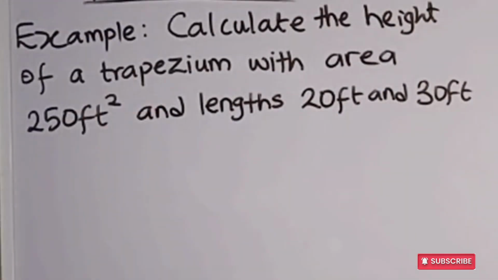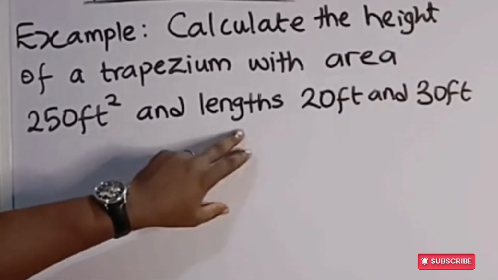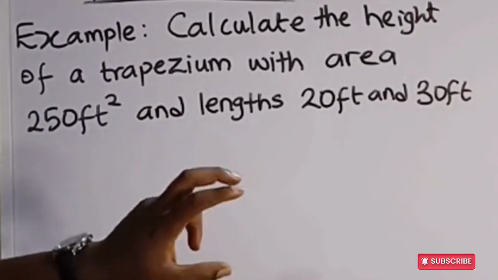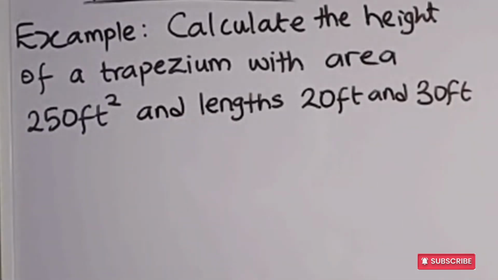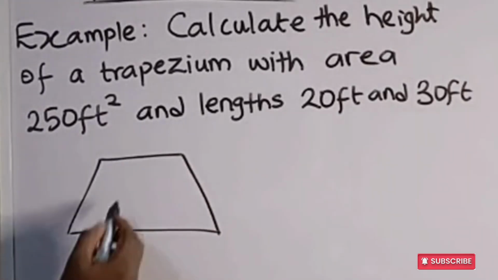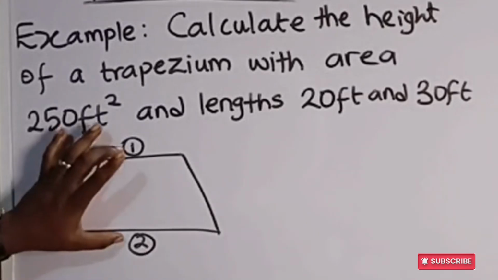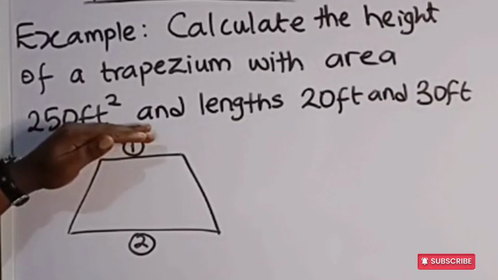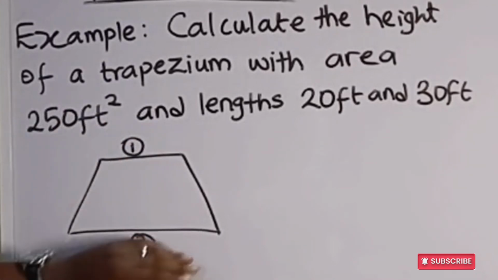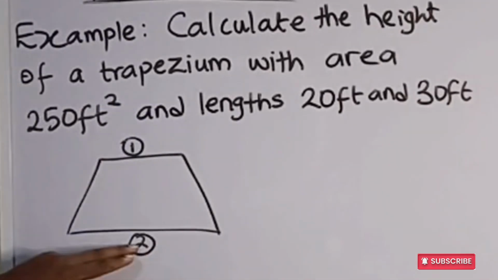In this question, we're expected to calculate the height of a trapezium with area 250 square feet and lengths 20 feet and 30 feet. So remember, a trapezium always has two lengths. If you have a trapezium like this, this is length 1 and this is length 2. So the two parallel sides are called lengths. This is the shorter length, this is the longer length. So here 20 could represent this side and 30 could represent this side. These are the two lengths, the longer and the shorter length.